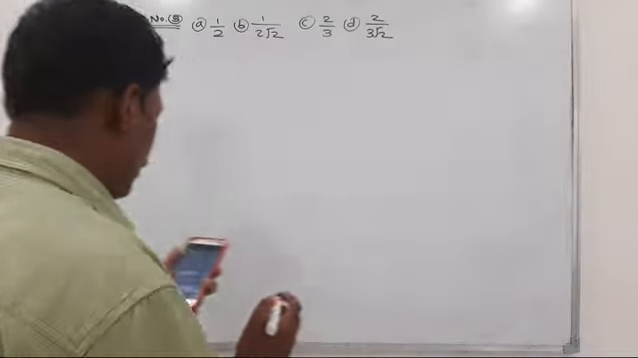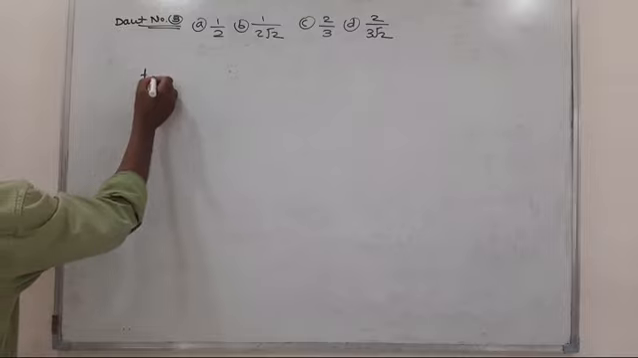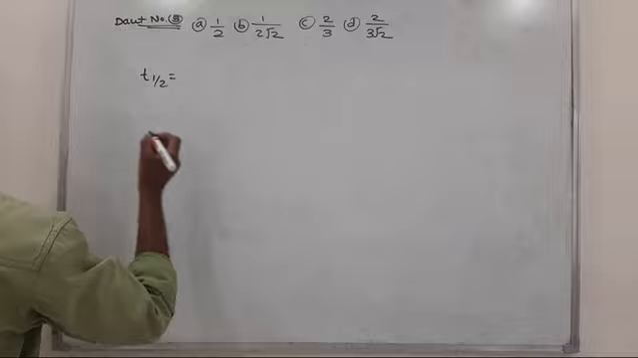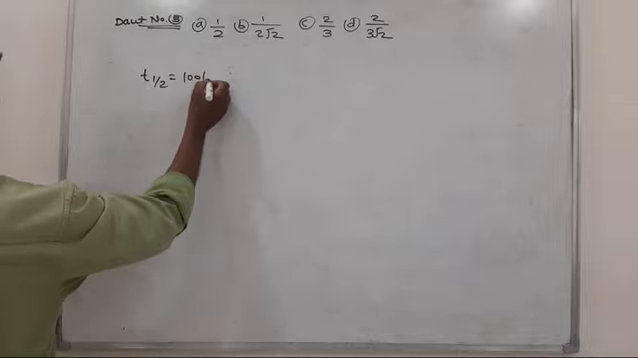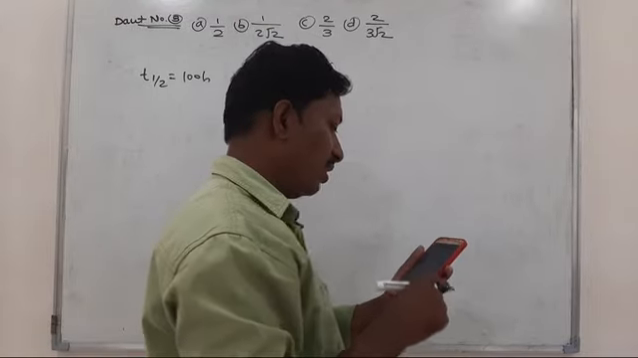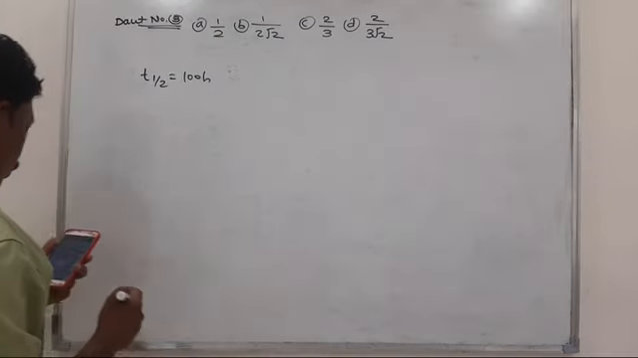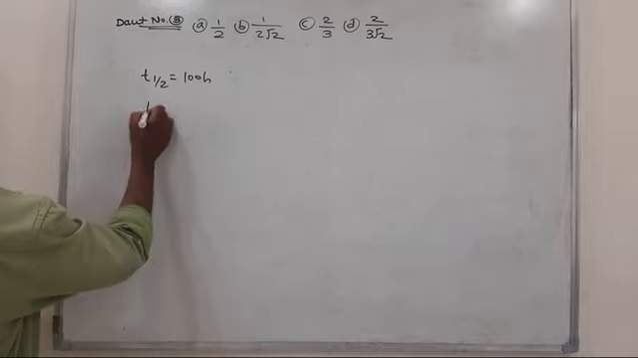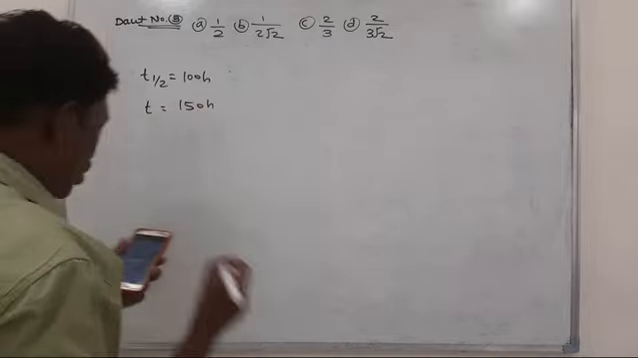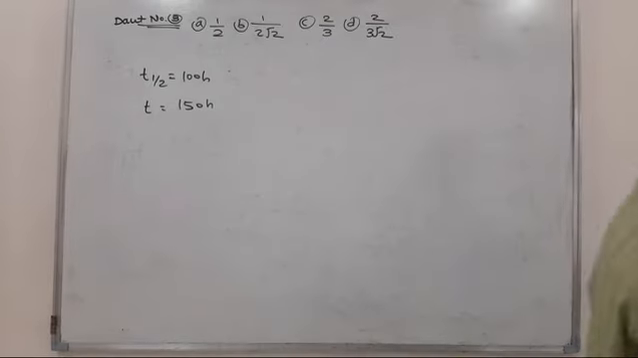See, T half is given. The half life of the radioactive nuclide is 100 hours, right. The fraction of the original activity that will remain after 150 hours. T is also given as 150 hours. We have to find out the fraction of the original activity that will remain after 150 hours.